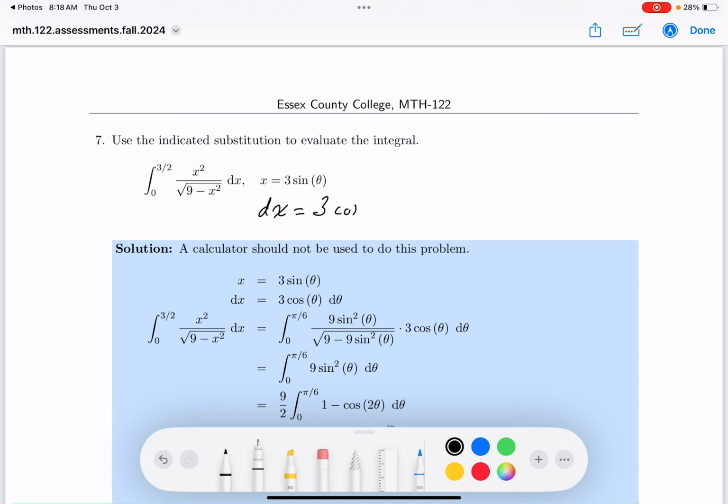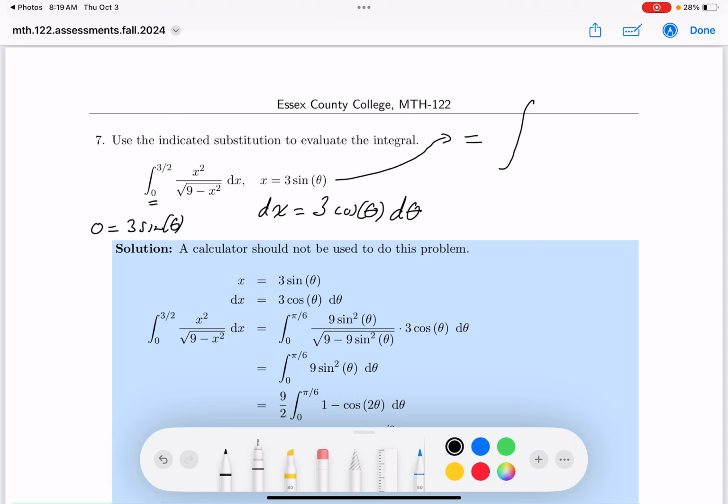3 cosine theta d theta, right? So what I want to do is basically leave the land of x and go to the land of thetas. This might seem difficult, but I want to do it. I'm going to do this over here, by the way. The first thing I'll do is discuss the substitution. When x is 0, if I write this down over here, I get 0 equals 3 sine of theta.